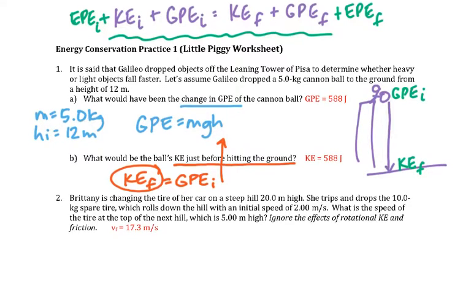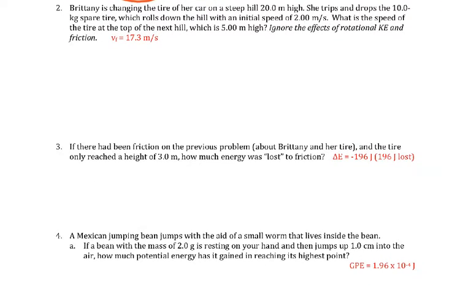Okay, if we look at number 2, Brittany is changing her tire on a hill, a couple of hills, right? So get yourself a visual if you need it, and then we're going to look at the givens throughout the problem. So the first hill is 20 meters high. That's going to be our initial height. She trips and drops the tire, so it actually has an initial speed of 2 meters per second at the top of that hill. It rolls and lands up on the next hill, which has a height of 5 meters, so that's going to be our final height.